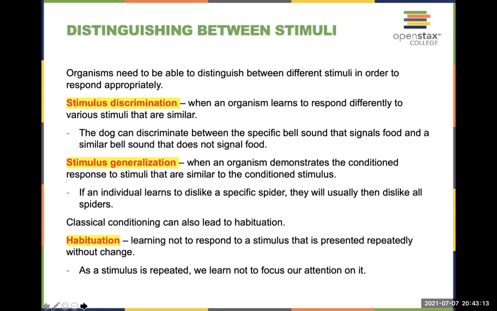Then there's also the idea of stimulus generalization. That's where an organism demonstrates the conditioned response to stimuli that are similar to the conditioned stimulus. Right. So if an individual dislikes a specific spider, then they will usually dislike all spiders. I think one of the homework questions talks about if grandma, you know, I love grandma's chocolate chip cookies. Right. And the smell of that causes me to salivate.